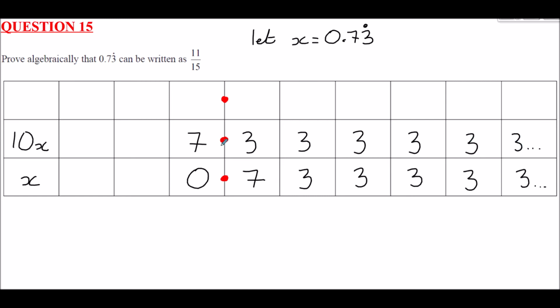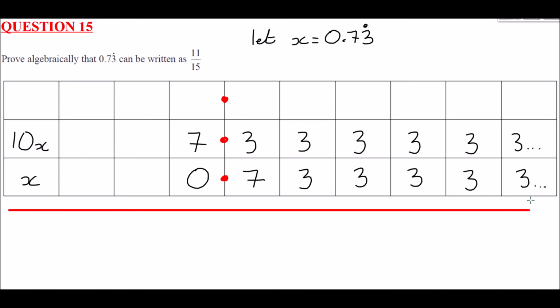Now if you notice, these numbers do line up because these 3's going on forever on the right will cancel if you do one line take away the other. And that's the trick. You keep going until they line up, which they do. If they didn't, we'd times by 10 again to get 100x. But when they line up, you just do one line, subtract the other. So what we're going to do now is 10x subtract 1x.